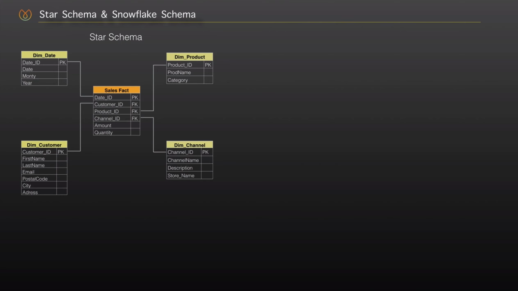In the following star schema example, the sales fact table is at the center, which contains keys to every dimension table, like customer ID, channel ID, date ID, and product ID, and also includes other attributes like quantity sold and amount. So in a star schema, every dimension is represented with only one dimension table. It contains a set of attributes and is joined to the fact table using a foreign key.